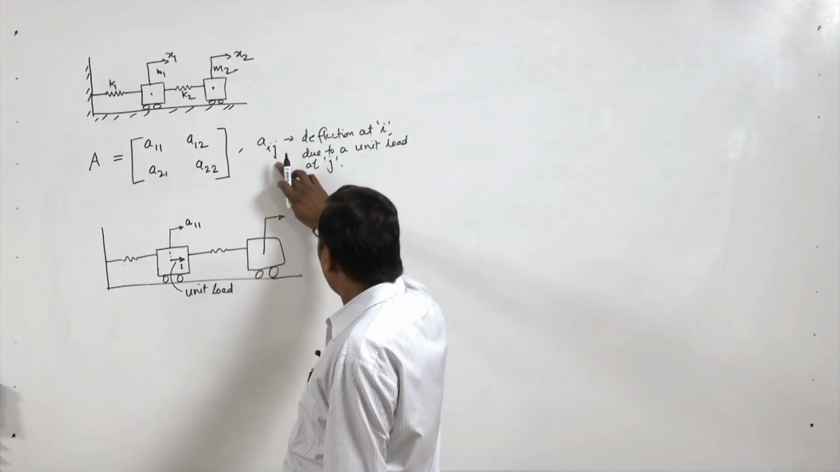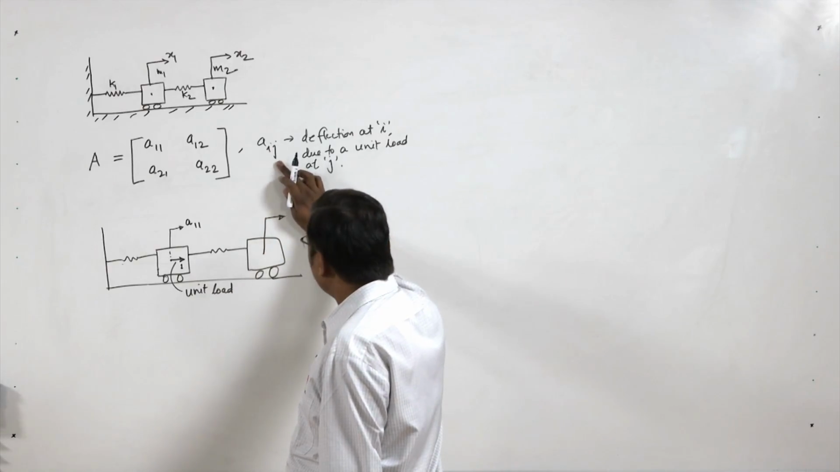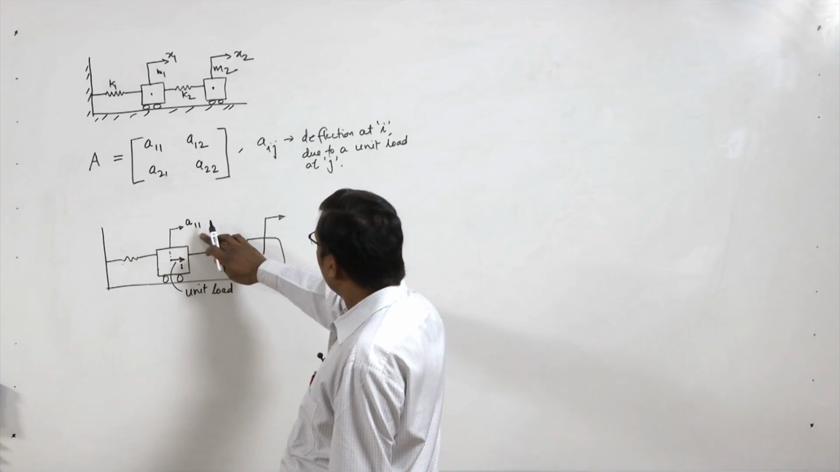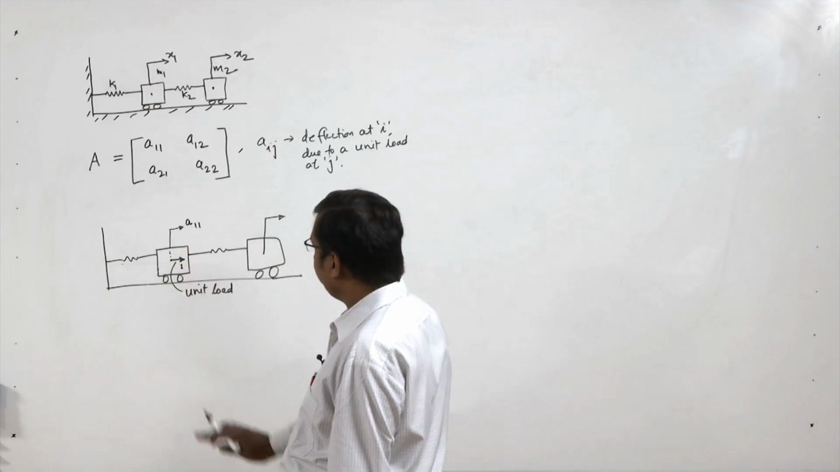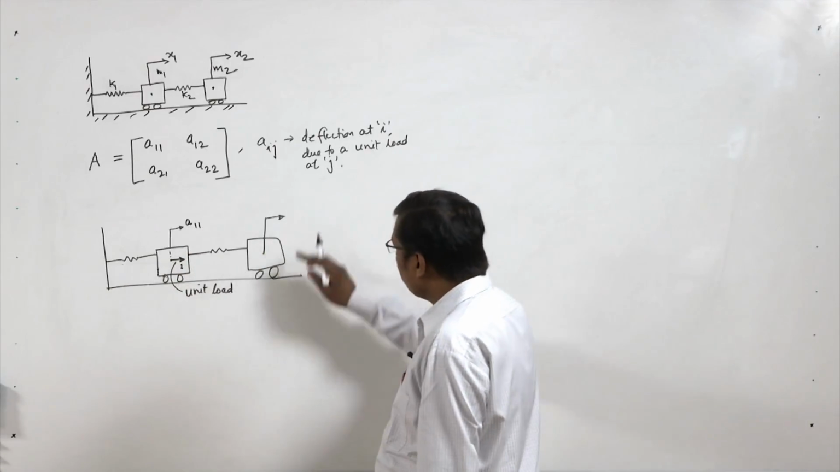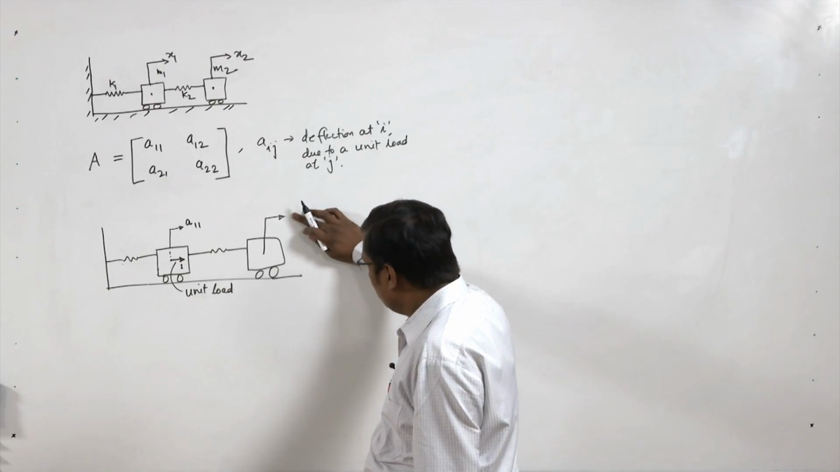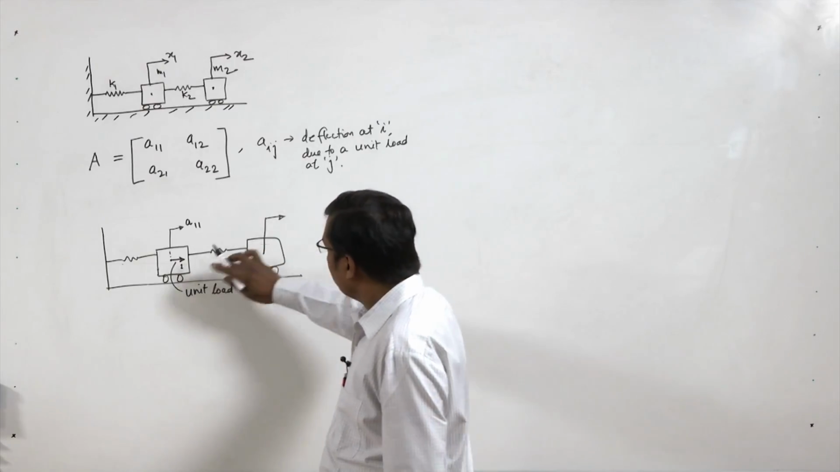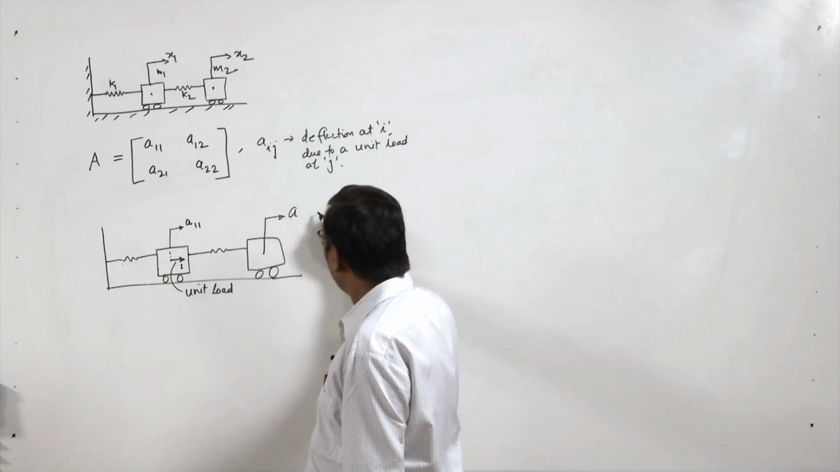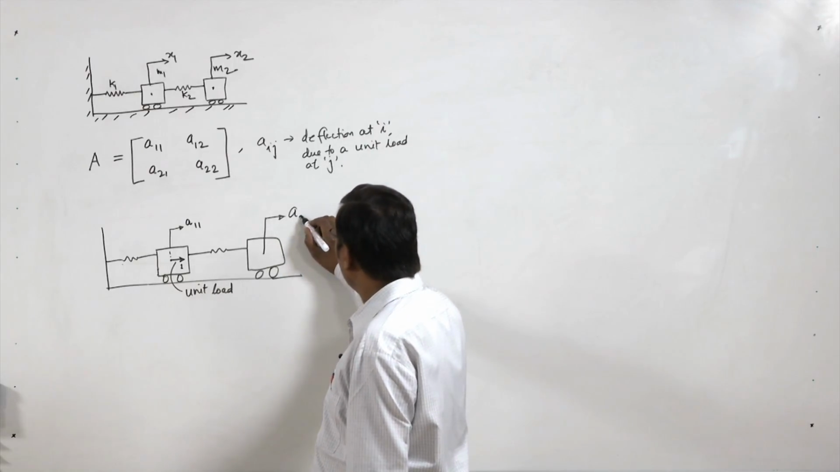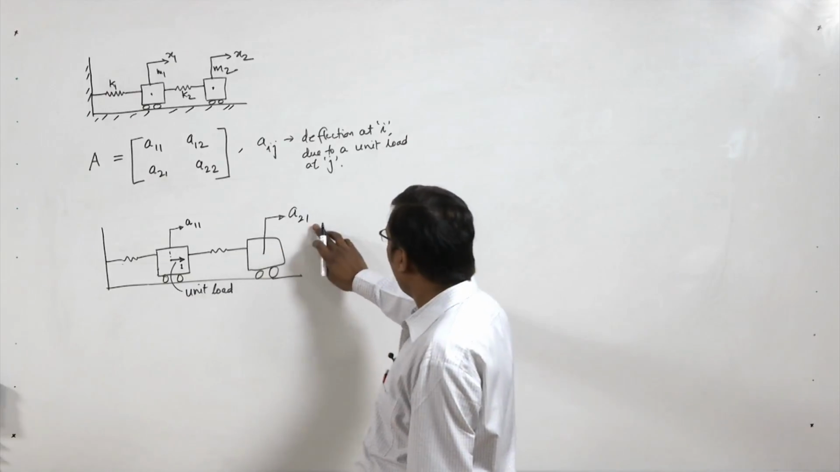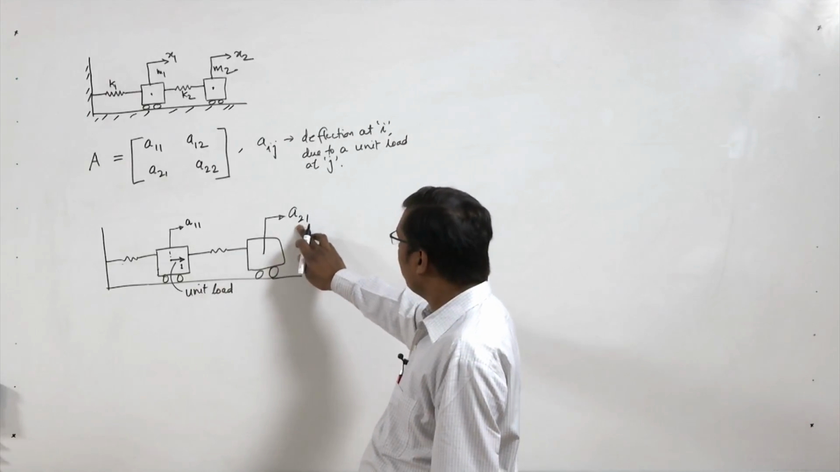So I am applying the load at j. So here i is equal to j, which is 1. Now what will be the displacement at mass 2? I am applying load at 1, and measuring at 2. So A21. So I am applying load at 1 and measuring deflection at 2.